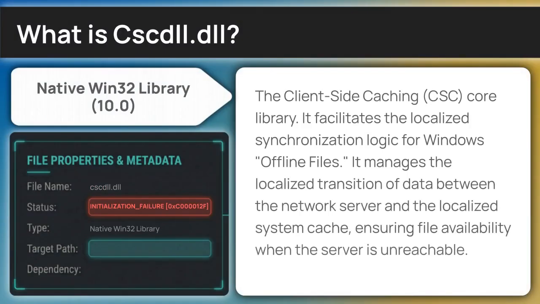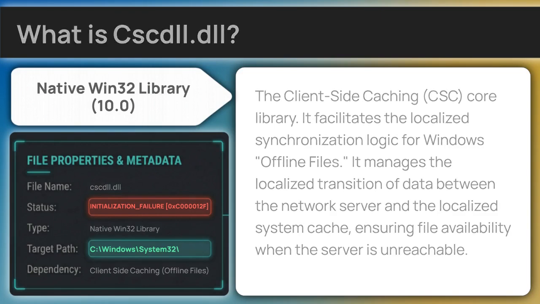This is the Cscdll library, the client-side caching CSC core library. It facilitates the localized synchronization logic for Windows offline files. It manages the localized transition of data between the network server and the localized system cache, ensuring file availability when the server is unreachable. With the why out of the way, let's focus on getting you running again.